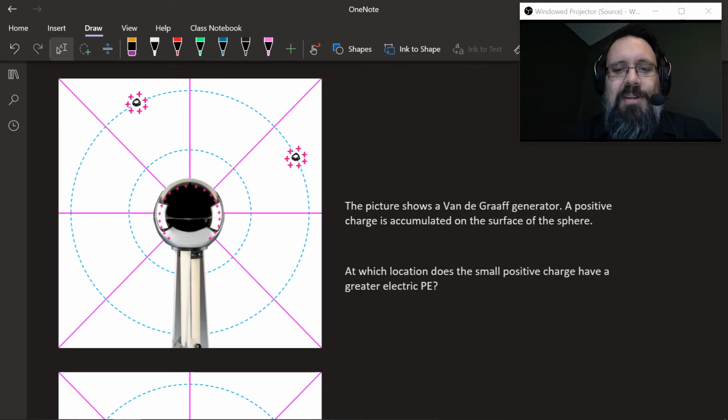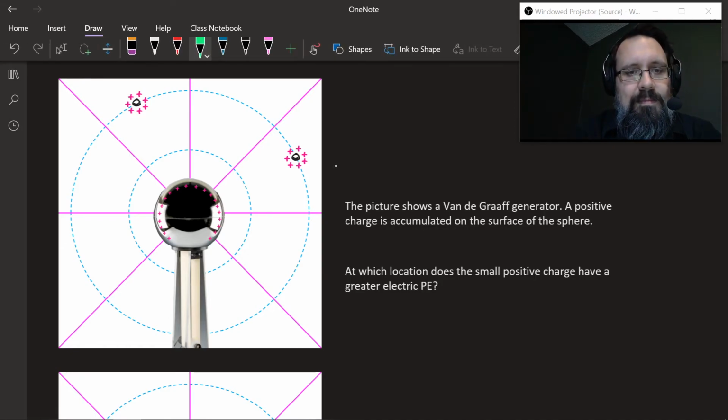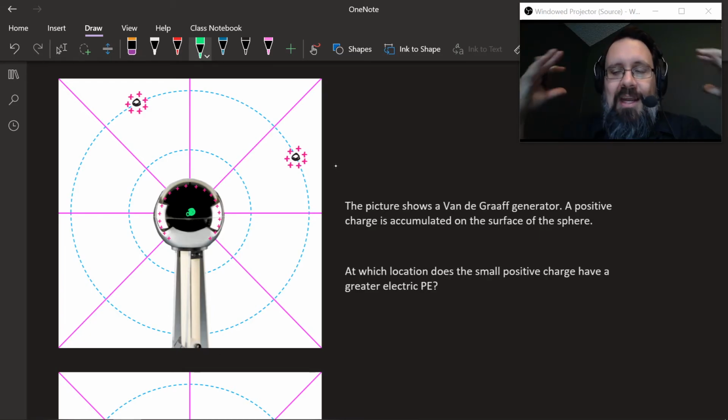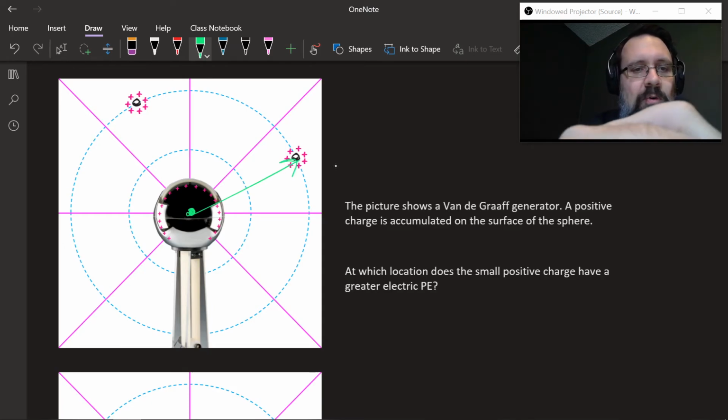So let's see. At which location does the small positive charge, I'm talking about this guy here, have a greater electric potential energy? We have this positively charged sphere here. It's got a lot of positive charge built up on it. If I were to touch it, that positive charge would transfer into me and my hair would stick up. So I'm asking which one of these has more potential energy?